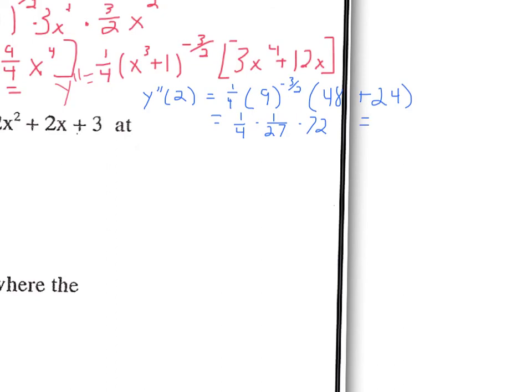So 4 goes into 72 18 times, so we get 18 over 27, which would be 2/3. So all that work for 2/3, our final answer.